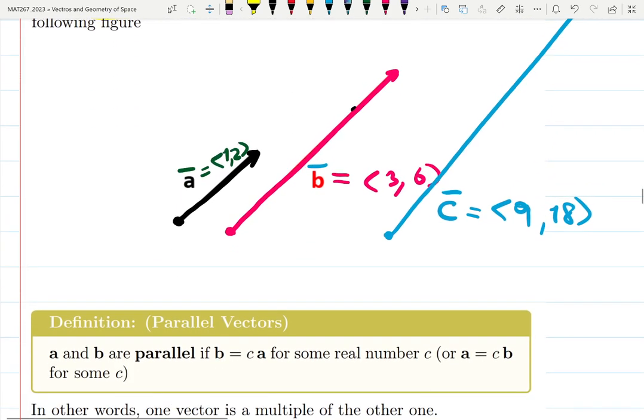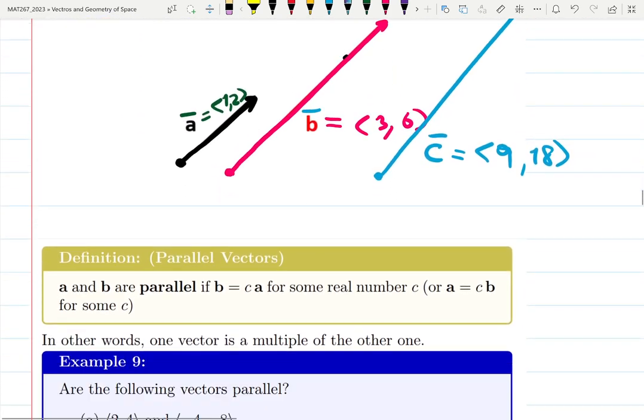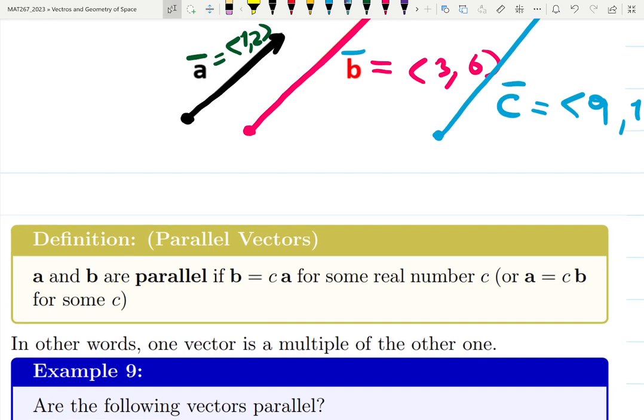Write down a definition, though. A and B are parallel if B can be written as C times A. You see, no bars, it's kind of hard to visualize it. A and B are vectors. C is a real number. And you can do the other way around. A is C times B, whatever. It's called scaled.